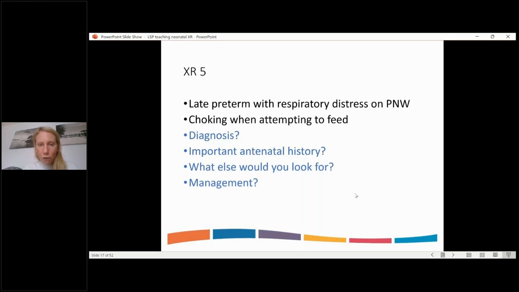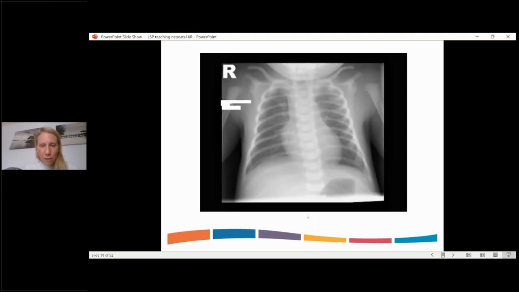Is there anything you'd look for in the antenatal history? Anything else you'd look for, and what your management would be? So that's the x-ray. And then if you know the diagnosis, what would be the antenatal history? What other things would you look for in the baby? And what's your management?